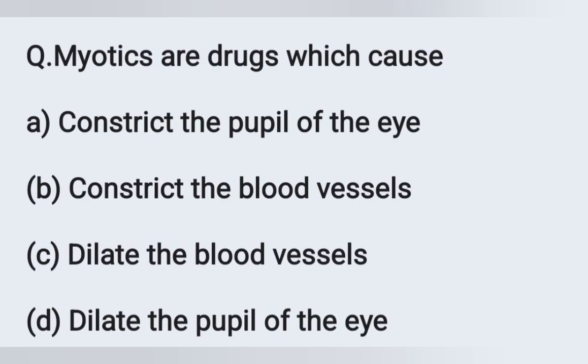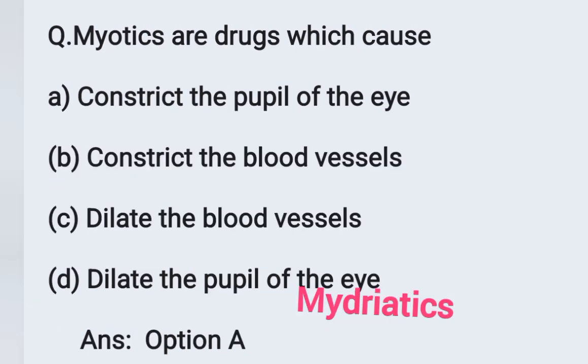Miotics are drugs which cause. Options. Option A, constrict the pupil of the eye. Option B, constrict the blood vessels. Option C, dilate the blood vessels. Option D, dilate the pupil of the eye. Question is, the use of miotics drug helps to constrict the pupil of the eye. Option A is the correct answer.